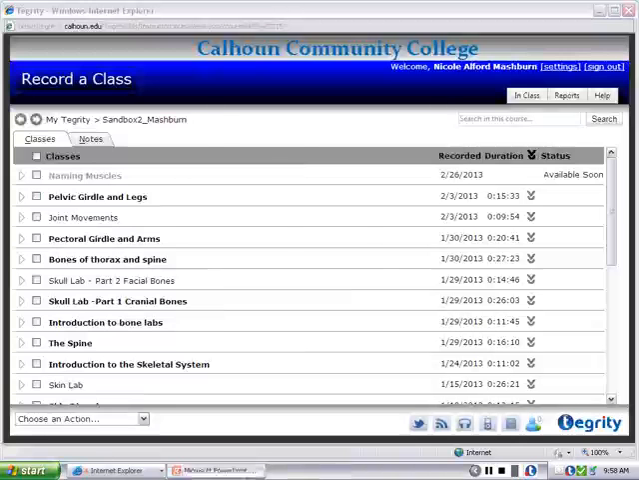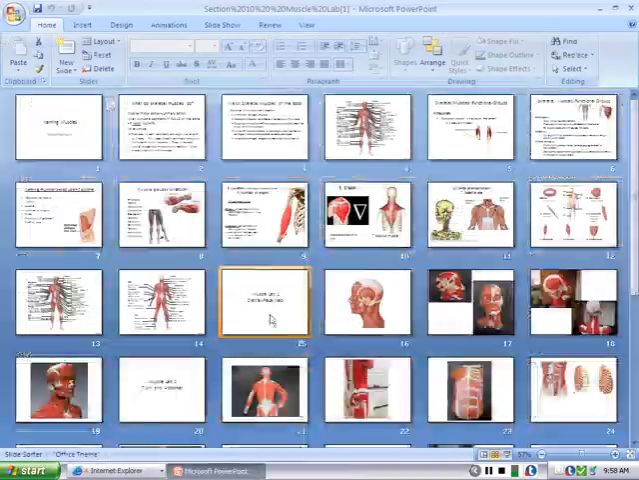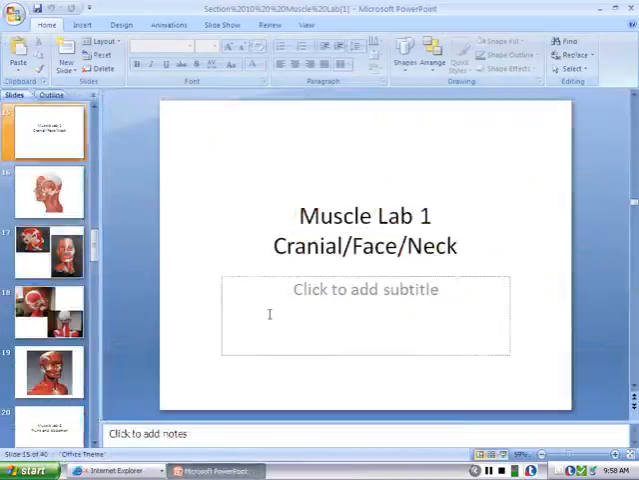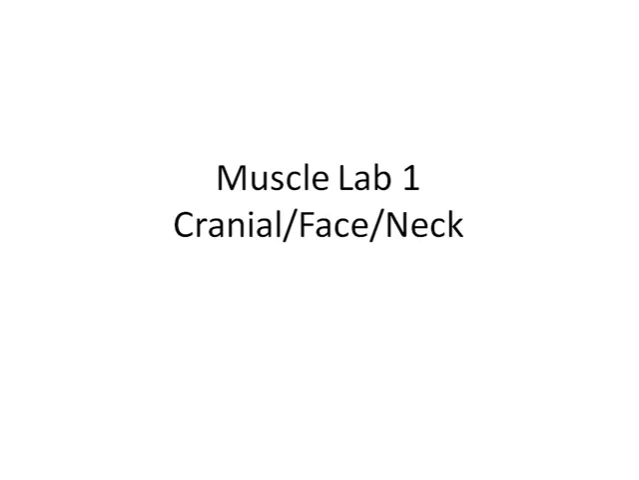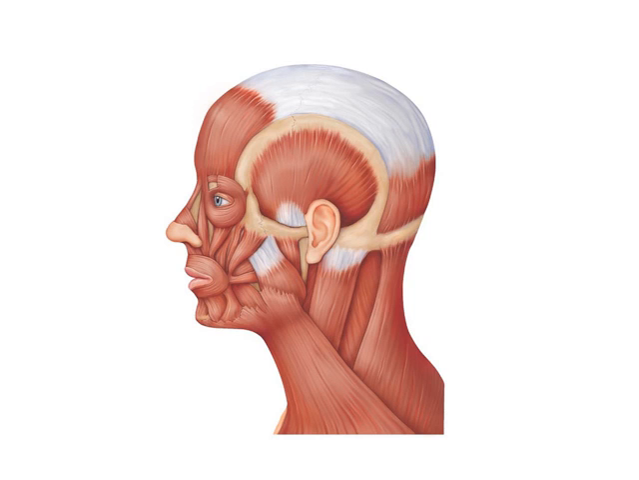Mashburn again. So we're going to continue with our muscle labs, and today we're going to talk about the muscles of the cranium, the face, and the neck. I'm just going to go straight down the list that I put in your Blackboard. It's the exact same list that the students at Calhoun have. I'm going to go through each muscle, using a mixture of pictures and models to show you these muscles.